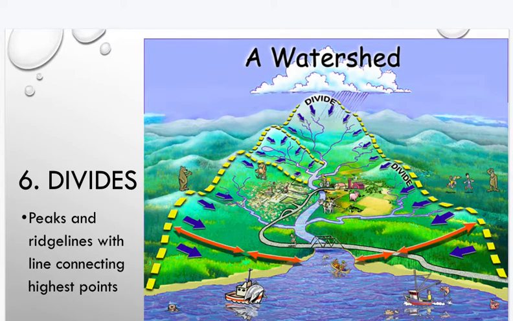Okay, now the divides, these are the physical barriers between your watersheds. It's a high point. Think of it like the edges of your bowls. It's the lip of the bowl.